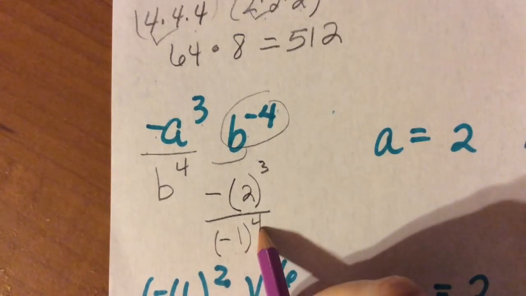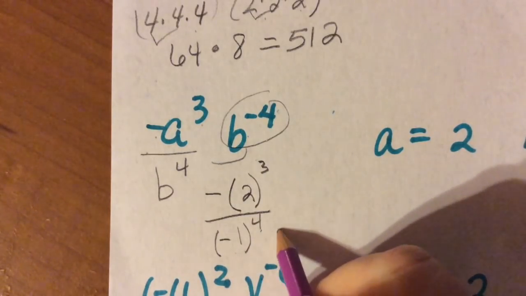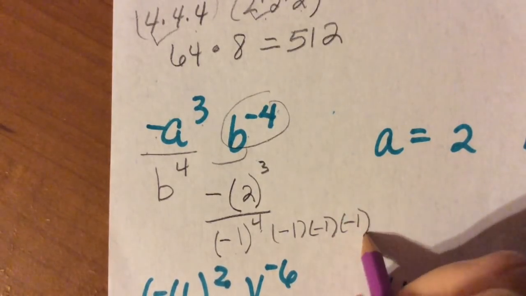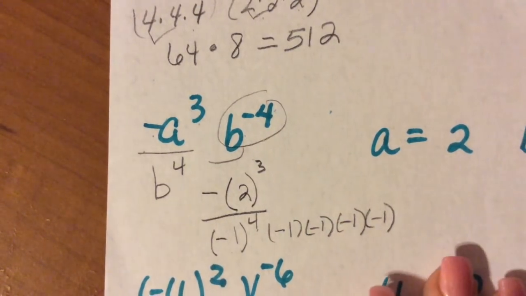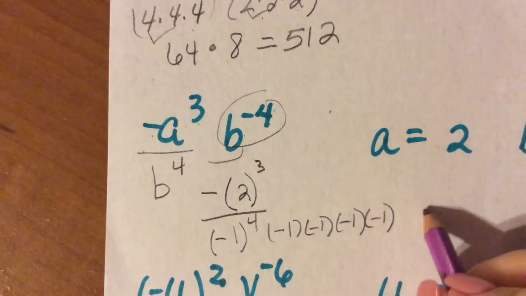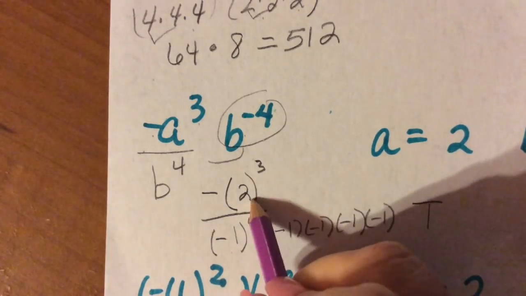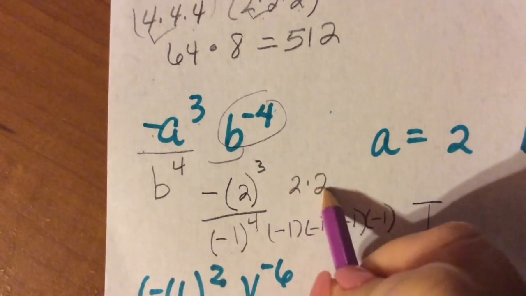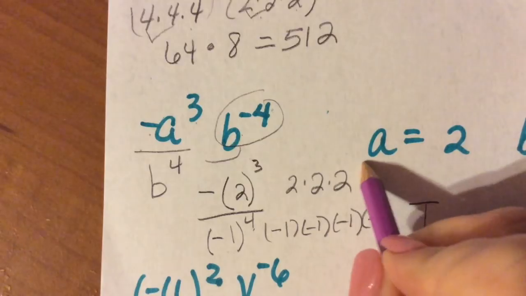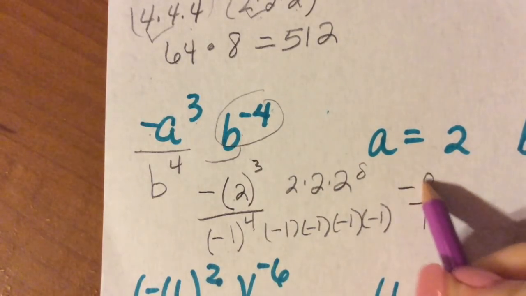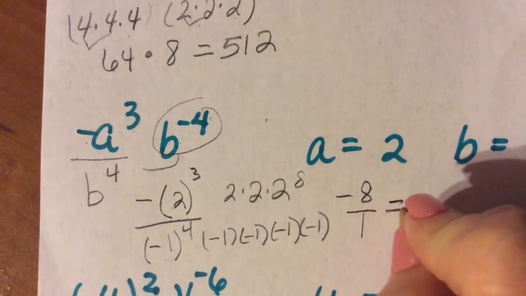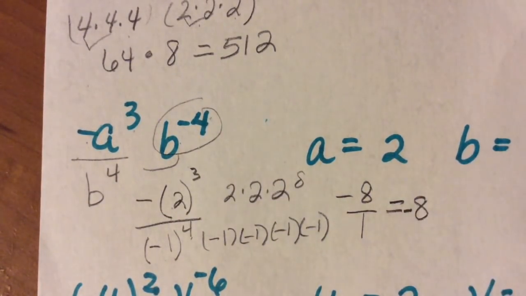Now we know this is even. So that means I have 4 of these. So negative 1 times negative 1 times negative 1 times negative 1. It's going to become positive because I have 4 of them. Okay, so this is over 1. And then this is going to become 2 times 2 times 2, which from above we know is 8. But since there's a negative, it becomes negative 8. So our answer for this one will be negative 8.